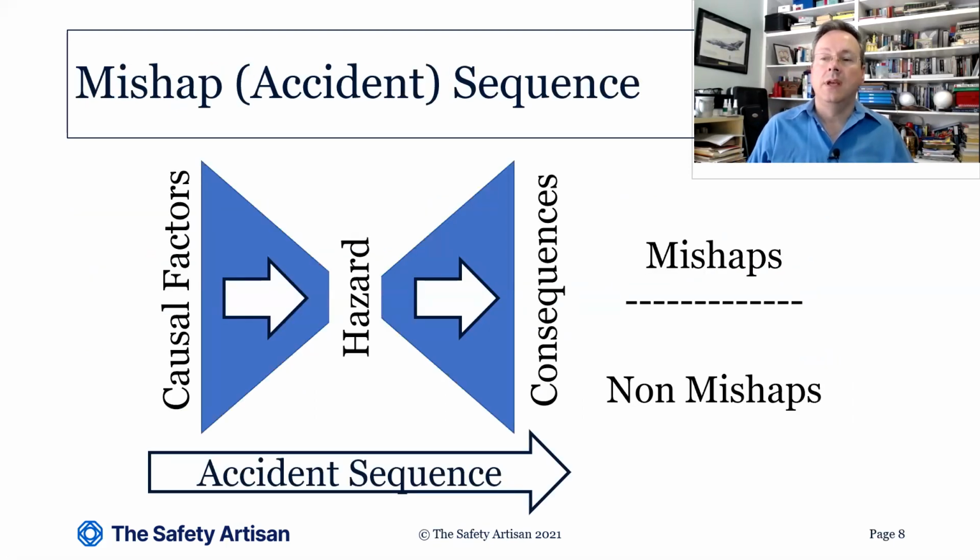So here we have an illustration of an accident sequence or a mishap sequence if you prefer. Let's not get hung up on terminology. Okay, so we may have a number of causal factors on the left-hand side of this bow tie diagram, and any one of these factors may lead to a particular hazard, a single hazard we're looking at here, and then that hazard may lead to a number of different consequences.